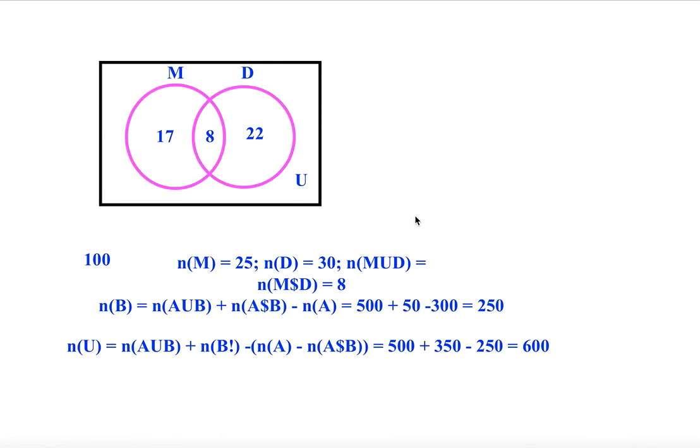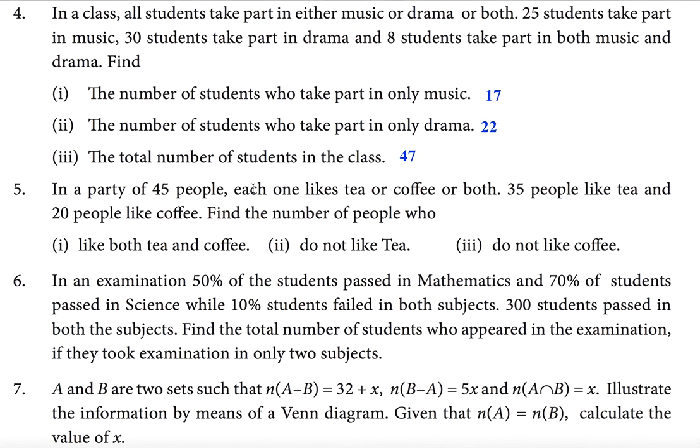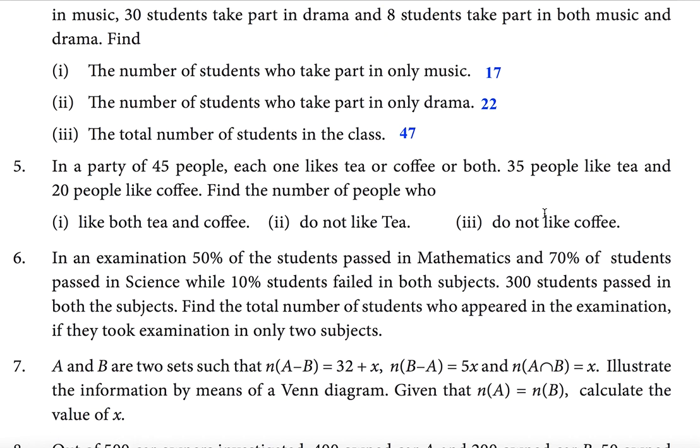Okay, right? Add this stuff, you'll get the answer, right? This way also, no problem. 30 minus 8 is 22. 22 plus 25 is 47. Yeah, that is n of a plus n of b minus n of a intersection b. That way also you will get the answer.